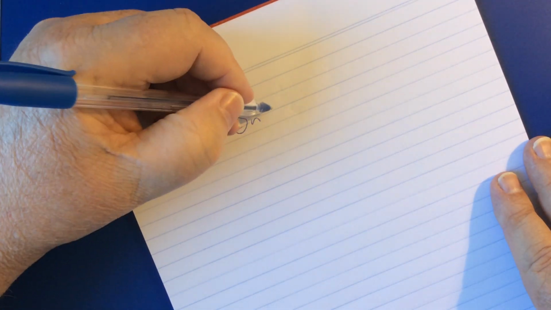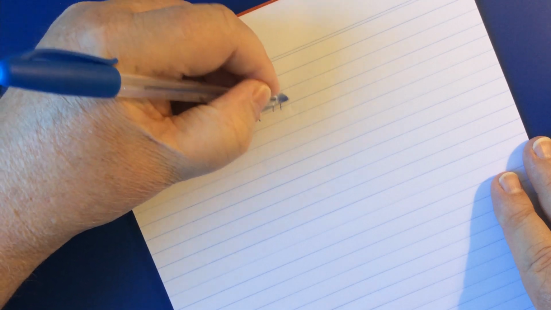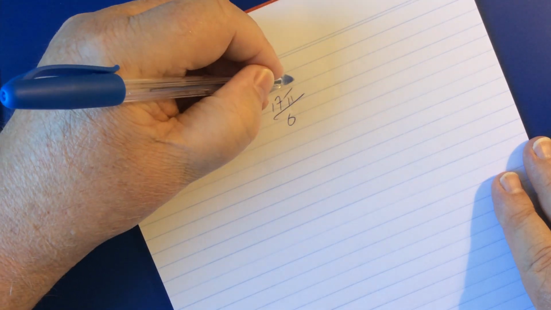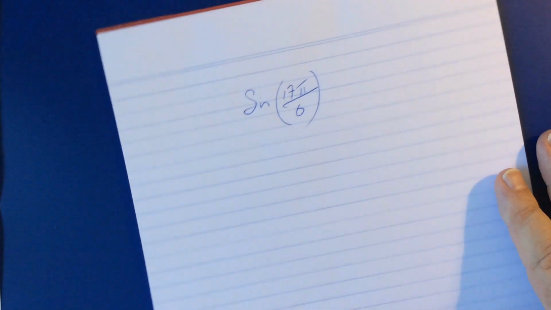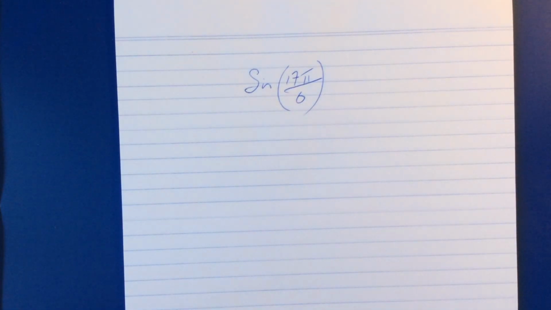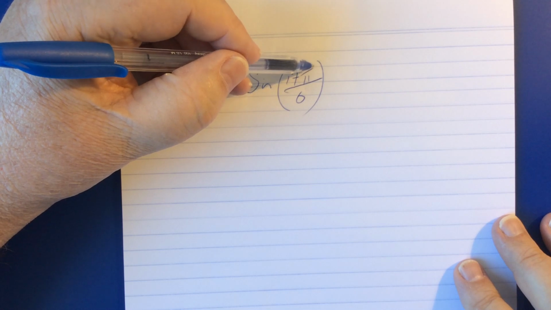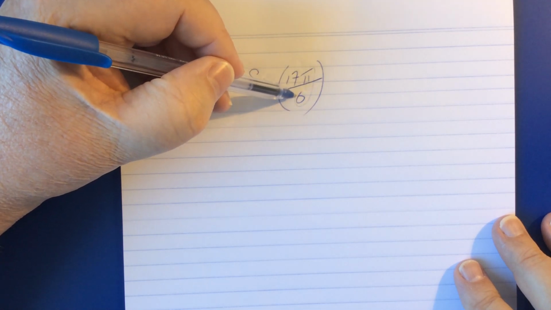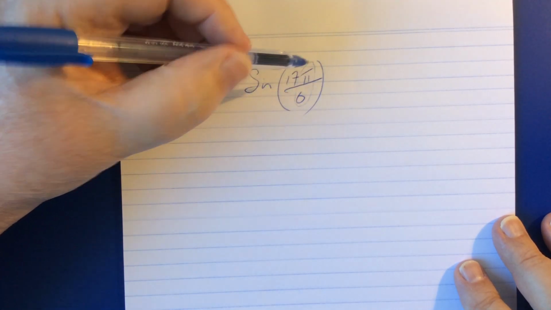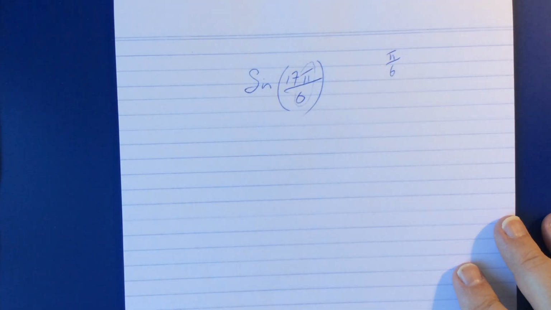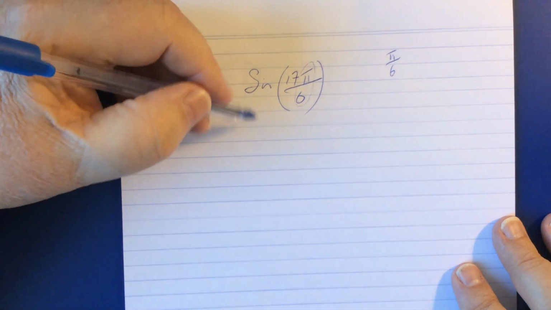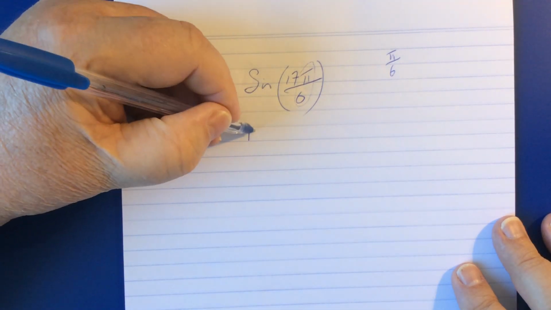Now the next one we have to do is the sine of 17 pi on 6. And this comes with its own little bits of fun. Just to reiterate what I was saying, we are interested in our base angle, which is pi on 6. So I'll just write that up there so that I remember that. Now, 17 pi on 6.